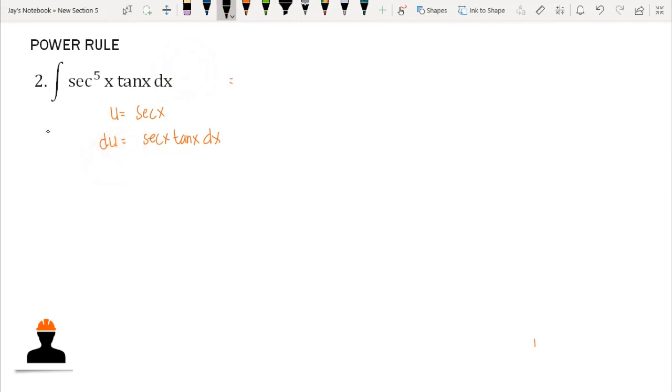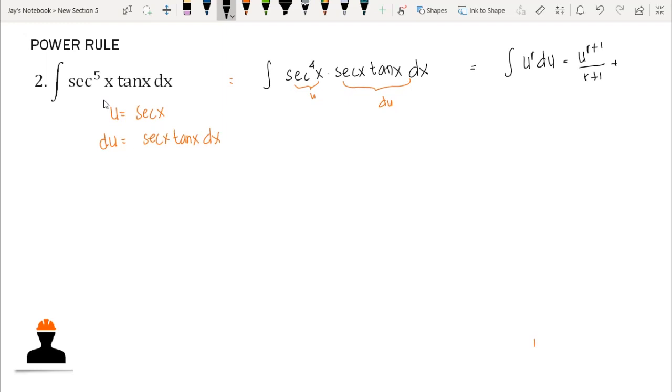So the first thing we do here is to break secant 5x into two trigonometric functions, so we say that it is secant 4x times secant x, then tangent x dx. Secant 5x was broken into two: secant 4x and secant x. If you combine these two, then you will have secant 5x. Now this one, secant x, is our u, and this one is our du. In the conventional way, we can go directly with the power rule, that is u raised to r du, or u to the r plus 1 over r plus 1 plus c, in which our du is secant x tangent x, and our r here is 4.